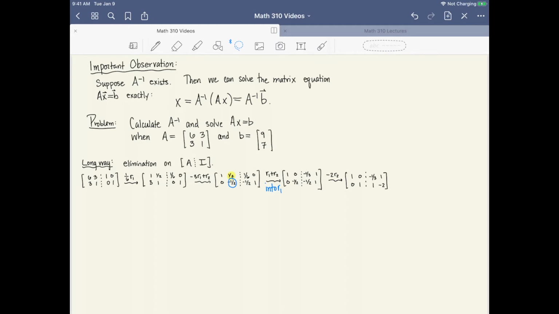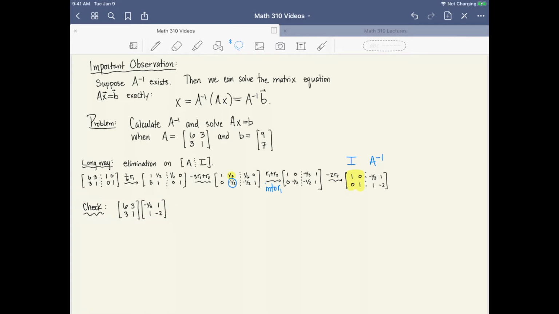And now I'm at my stopping point. Here I have the identity matrix. That means, because I see the identity matrix showing up on the left, that my algorithm has completed, and what shows up here on the right is my A inverse. Now, it isn't strictly necessary, but it's good practice to check your work. So we're going to check that our inverse that we calculated is correct.